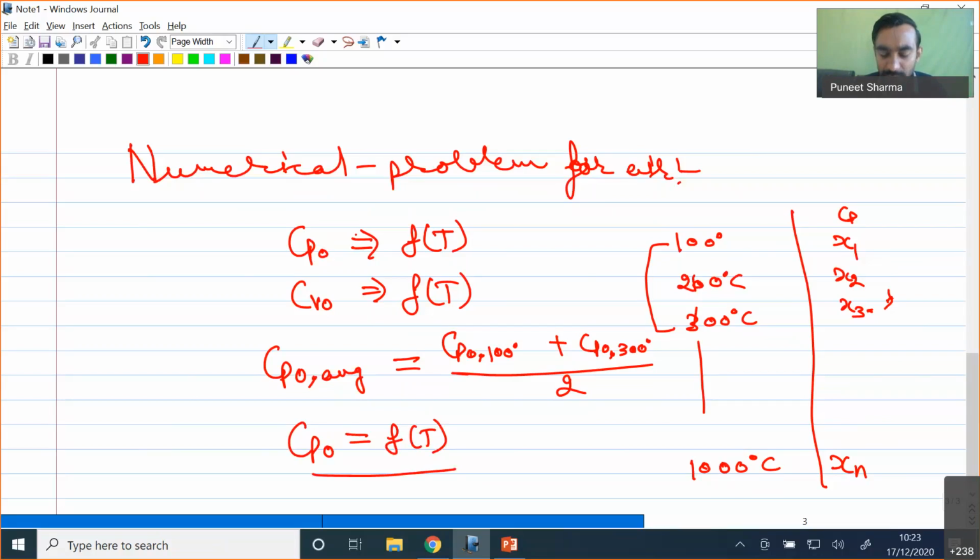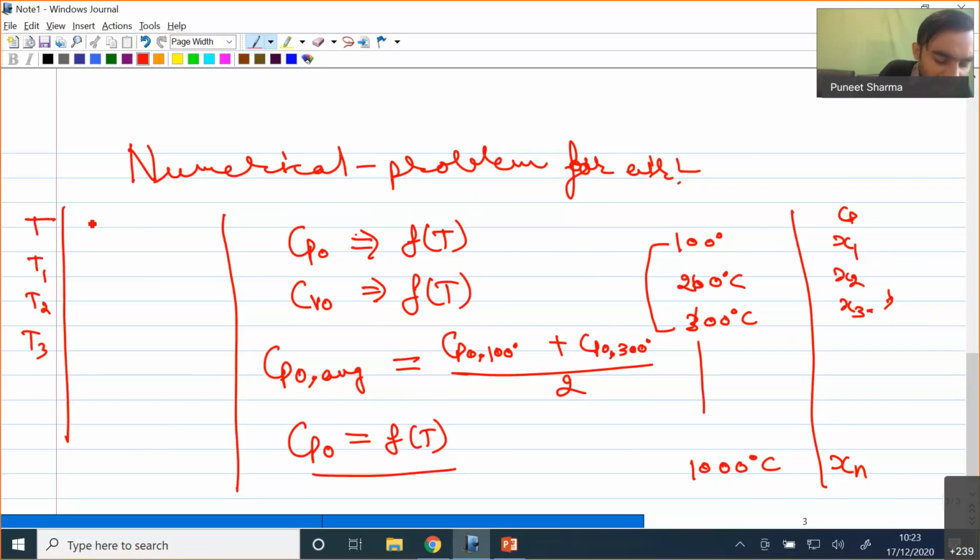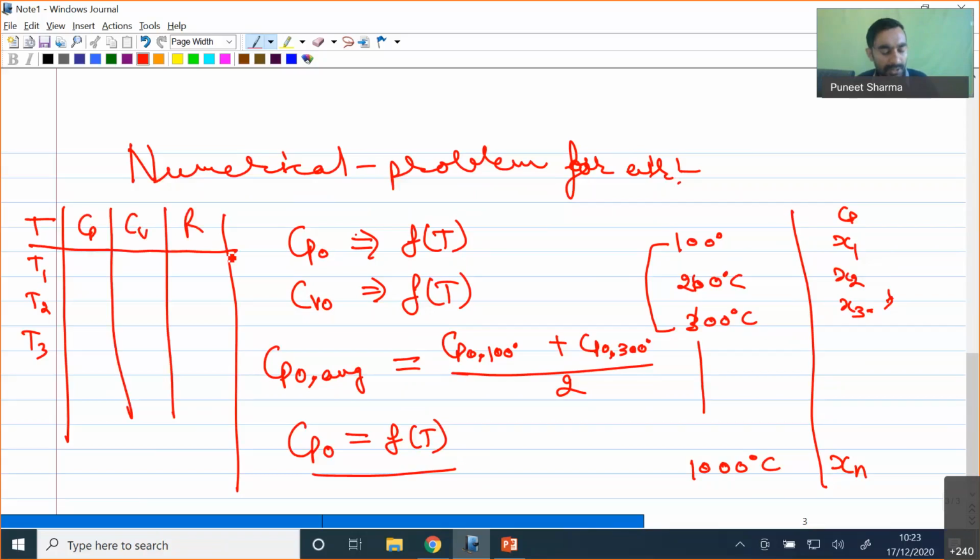So what I'll be doing today, I'll be uploading one property table for air also. In that property table we will have a single dependent variable, temperature. For different values of temperature, say T1, T2, T3, you will be provided with the value of Cp, the value of Cv and R. This particular property table will be applicable for air only, and I'll be uploading it on the Moodle today.